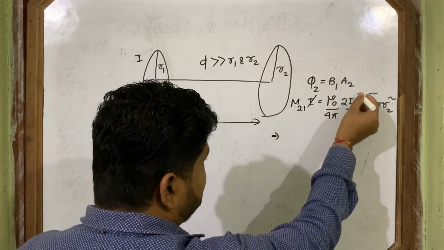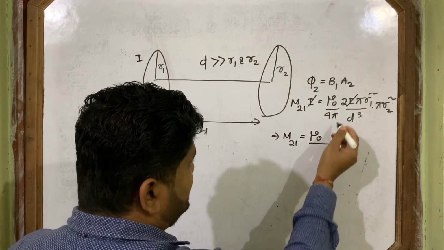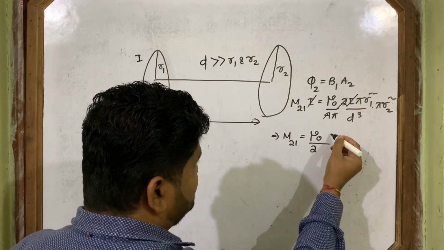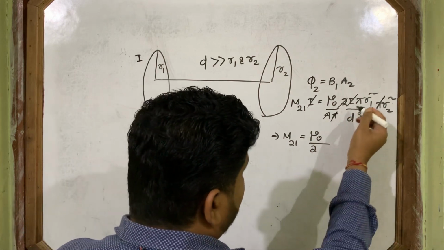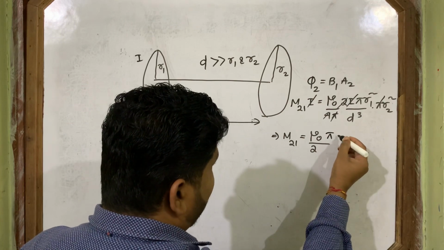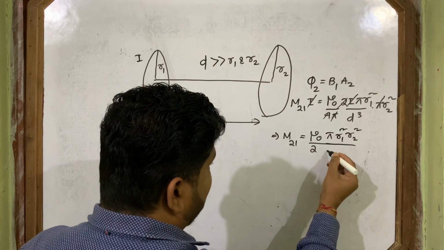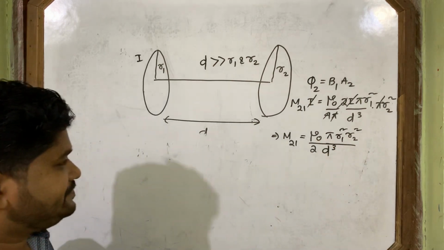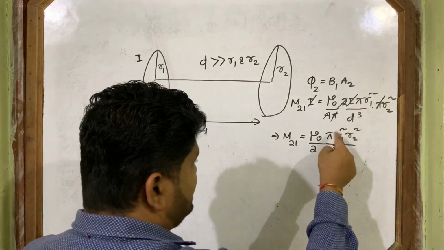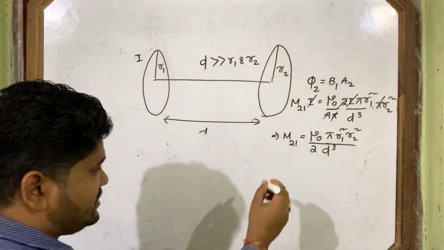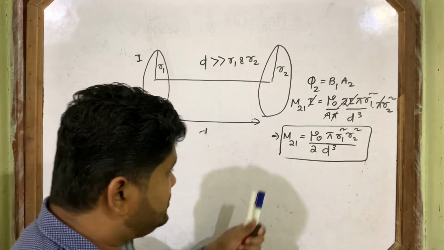So I cancel. So M21 is equal to mu naught by 4 pi; you can cancel 2 here, and one pi also cancels. Another pi still remains: pi R1 square R2 square divided by D cube. I cancel, then pi cancels, one pi remains. Okay, so I think this is the correct expression, and this is also equal to M12.